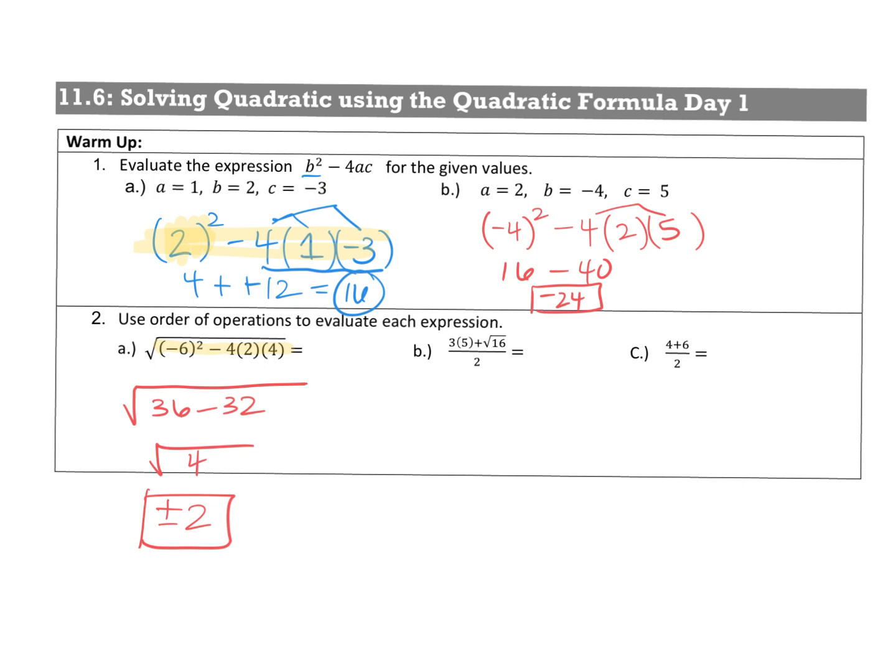And there we go. If we do the next one, I'm going to do 3 times 5 is 15, plus the square root of 16 is positive and negative 4, over 2. Okay, so now if I work that out, I've got 15 plus 4, which is 19, divided by 2 is 9.5. Then I'm going to do 15 minus 4, which is 11, split in half is 5.5. There are my 2 solutions.